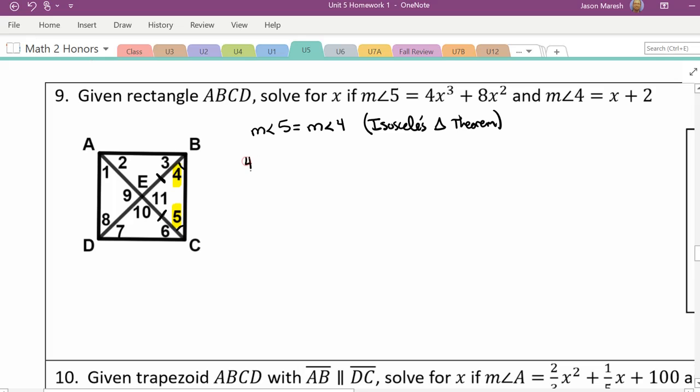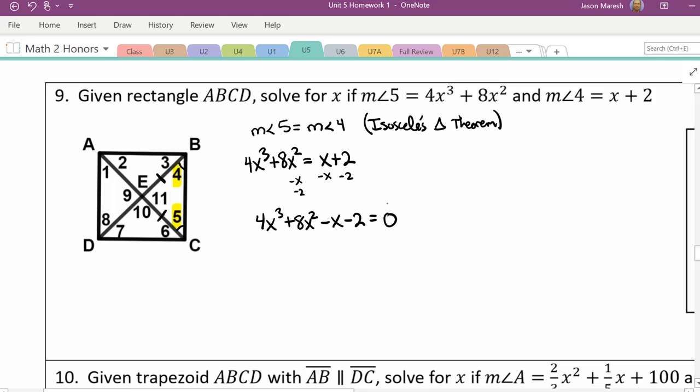So now I'm going to set 4x to the third plus 8x squared equal to x plus 2. Our first step for solving is always make your equation equal to 0. So I'm going to subtract x and subtract 2 from both sides. I notice that I don't have any like terms on the left side, so I'm just rewriting them: 4x to the third plus 8x squared minus x minus 2 is equal to 0.